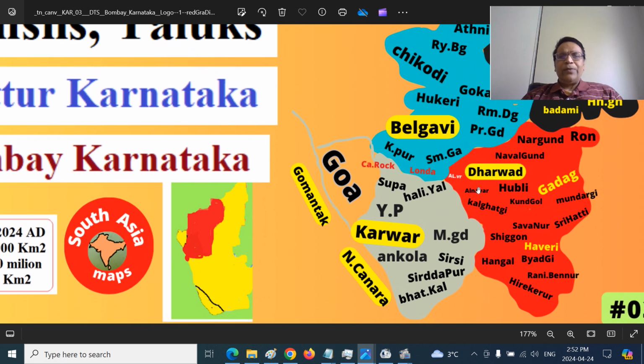We go to Karwar district. Karwar is the headquarters of the district called Uttar Kannada, sometimes abbreviated as UK. The southern part, South Kannada, is SK. Uttar Kannada is North Kannada district. Karwar has all the coastal areas: Karwar, Ankola, Kumta, and Bhatkal. These are the coastal districts. And close to Belagavi, we have Supa district.